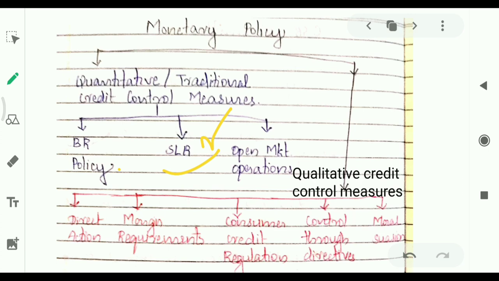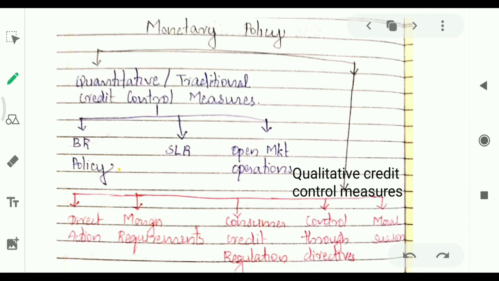So the market rate is totally different from the bank rate. Market rate is the rate of interest prevailing in the money market, and the bank rate is always higher than the market rate. The next variation is called the term rate. It is the rate at which the commercial bank pays interest to its depositors or customers.